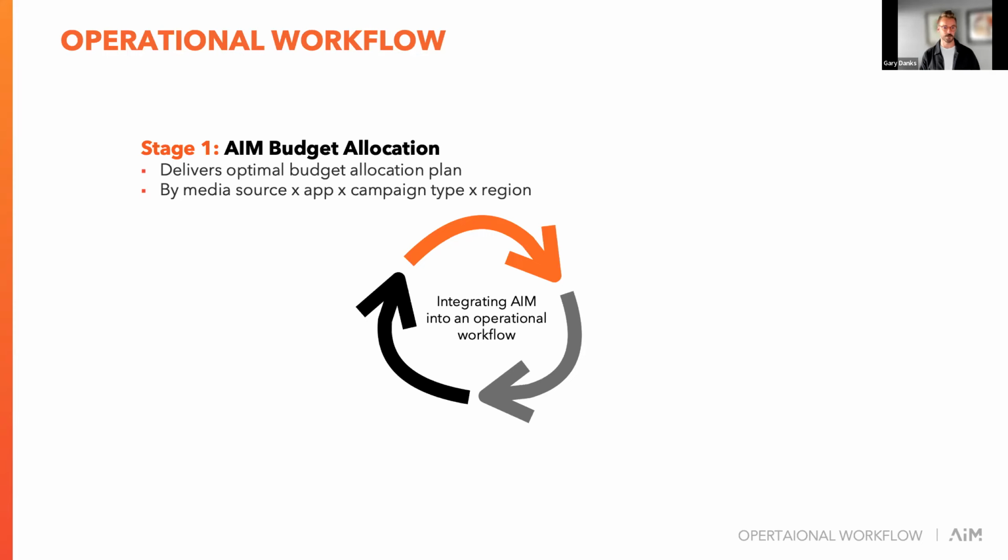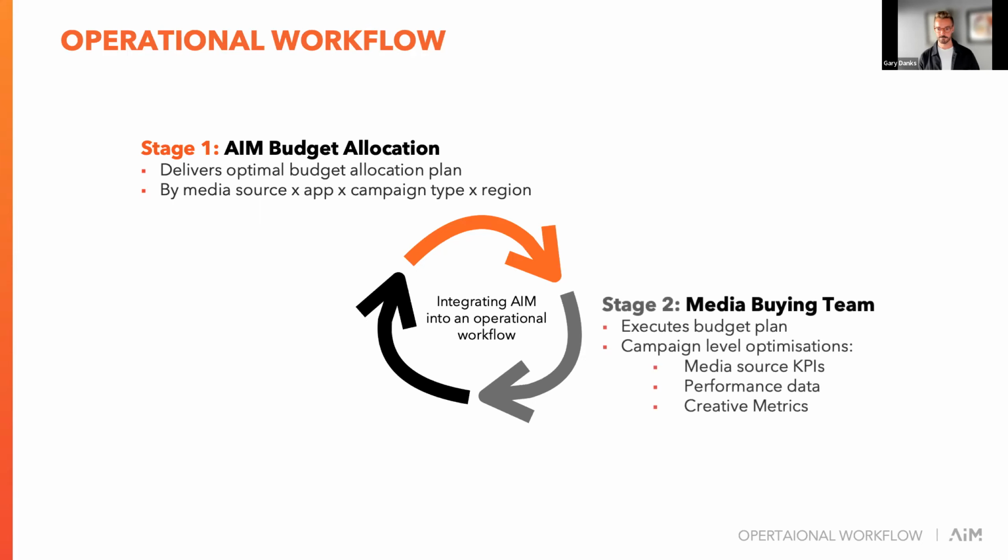So let me just clarify what that means. MMM builds models, and if you're doing it correctly, you would build a model for your app on iOS and Android, and you would do that by region as well, at least your tier one regions. It would give you the information back by media source, by app, so that would be iOS in this example, by campaign type, so it could be a growth campaign or a branding campaign, and then by region, so that'd be USA, for example. That information is generated automatically.